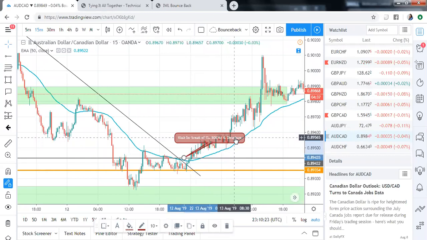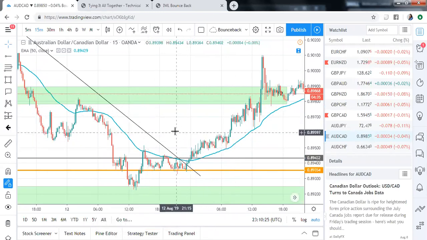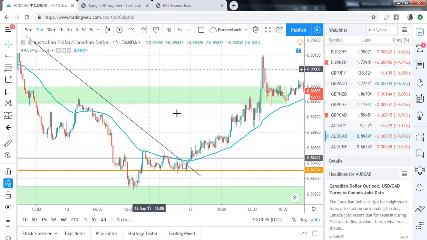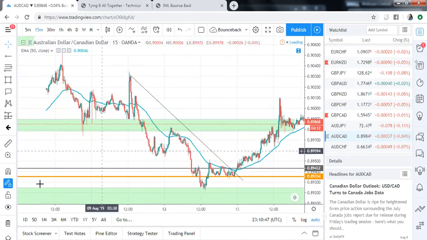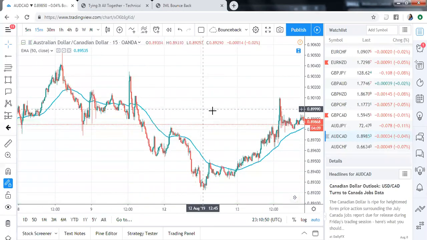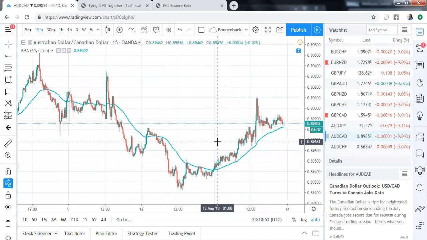So let's go through that. There are three things that you want to buy or sell on: the break of the trend line, the break of structure, which is support and resistance, and the break of the 50 moving average line. All right, so let's identify. I'm going to remove everything from here. Good. So Bounce Back called a buy on the Australian dollar, Canadian dollar.